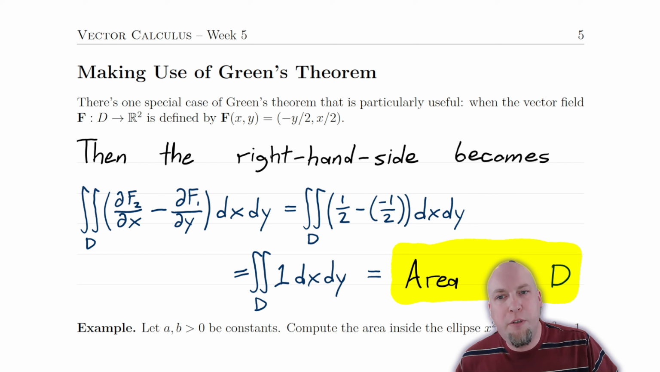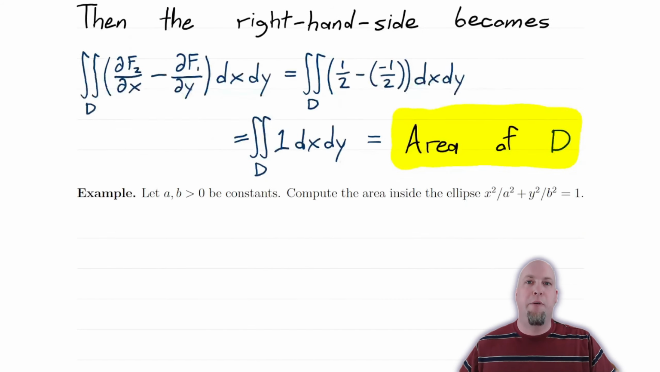So if you use this vector field in Green's theorem, what you get is exactly the area of the region that you're integrating around. Let's see an example of how we can make use of this.